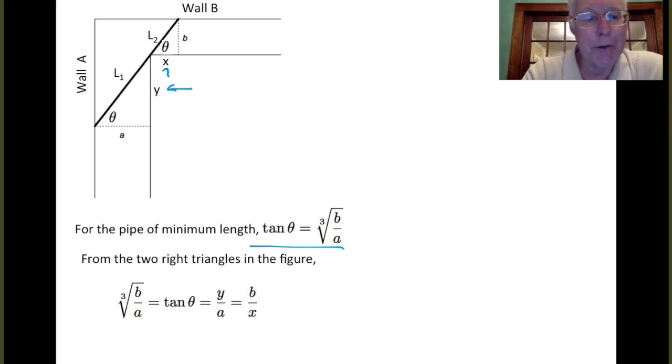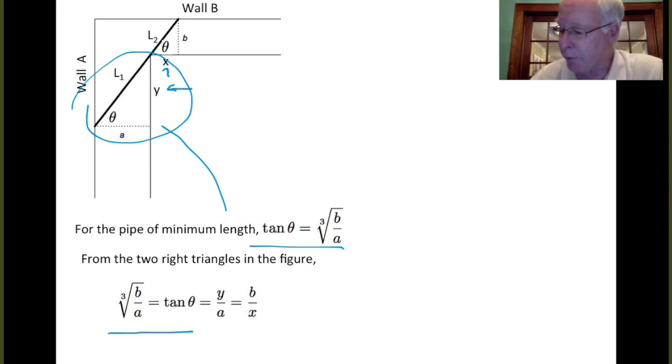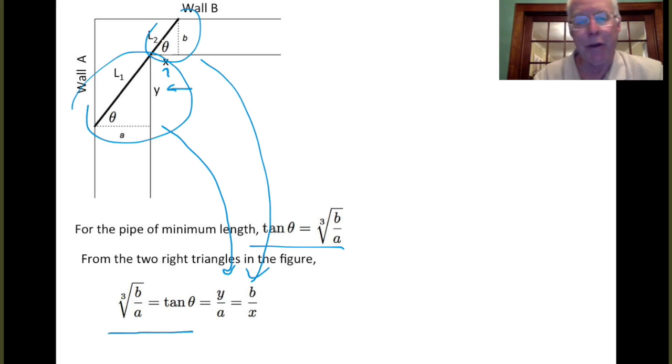So from the two triangles in the figure, let's work with the lower one first. Well, in fact, both at once, I guess. We have the cube root of b over a is the tangent of theta. And from the lower triangle, the tangent is opposite over adjacent, so that's y over a. And in the upper triangle, that opposite over adjacent becomes b over x. So there's two expressions for tangent theta.